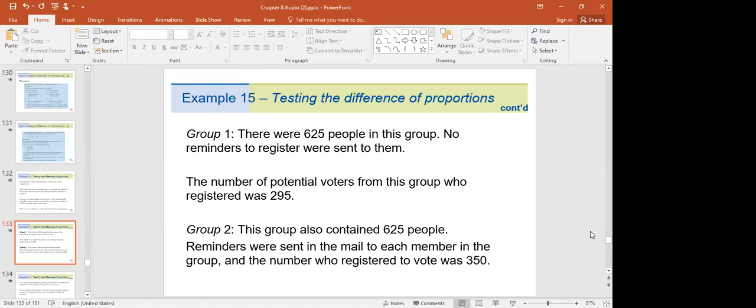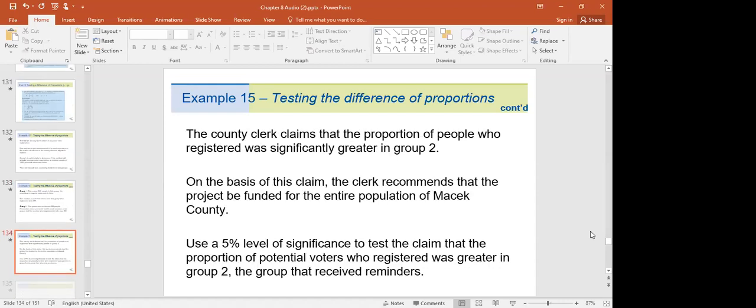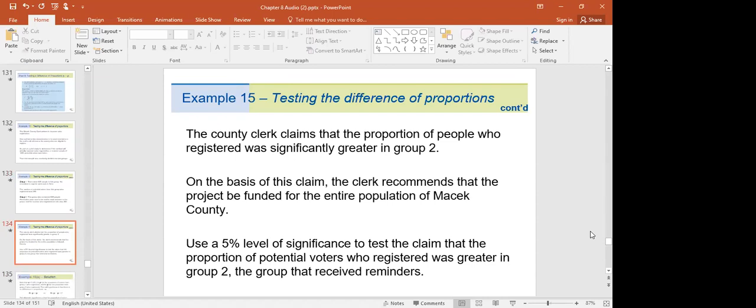Group 2 also contained 625 people. Reminders were sent in the mail to each member in the group, and the number who registered to vote was 350. The county clerk claims that the proportion of people who registered was significantly greater in Group 2. On the basis of this claim, the clerk recommends that the project be funded for the entire population of Mackcheck County. Use a 5% level of significance to test the claim that the proportion of potential voters who registered was greater in Group 2, the group that received reminders.